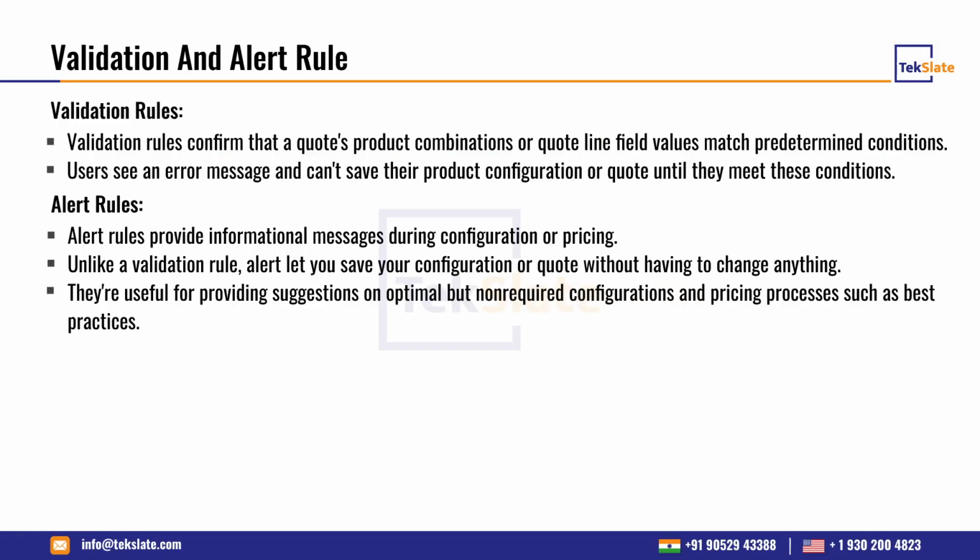So next is the product rule using validation and alert. The validation and alert rules are more or less similar. The only difference here is that the validation rule will force the end user to do the action, but the alert rule will not force the end user. It just shows one pop-up message or alert message to my end user. This is nothing but your sales guide. I'll take one example.